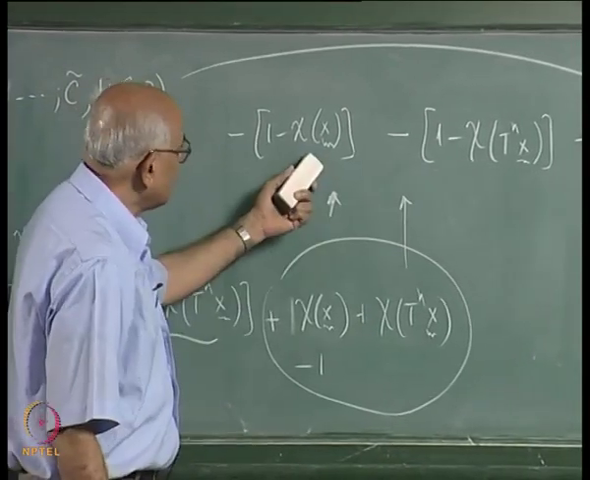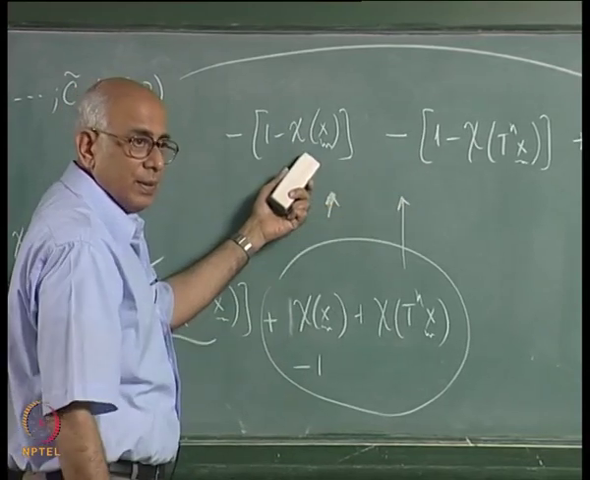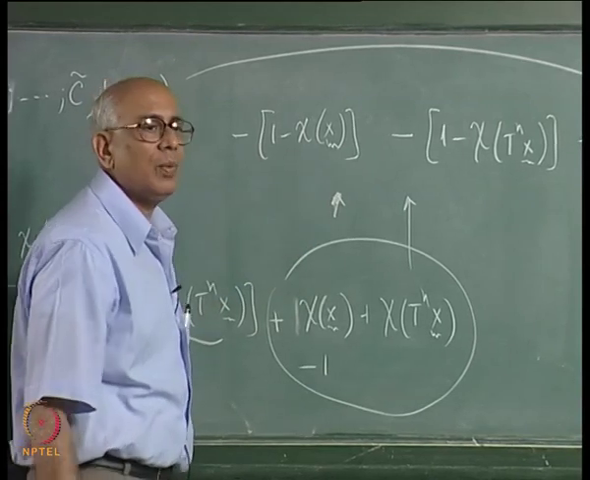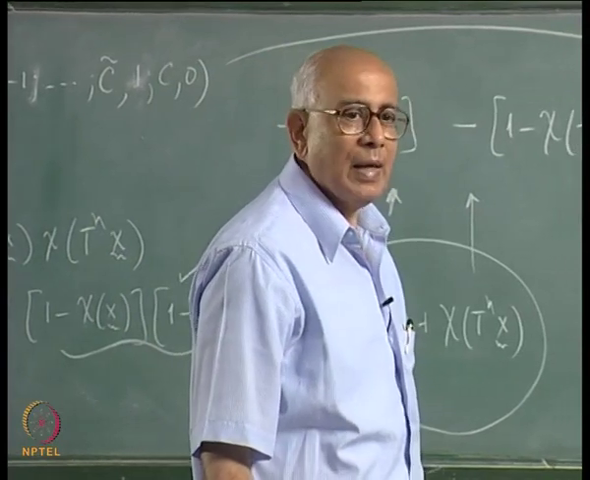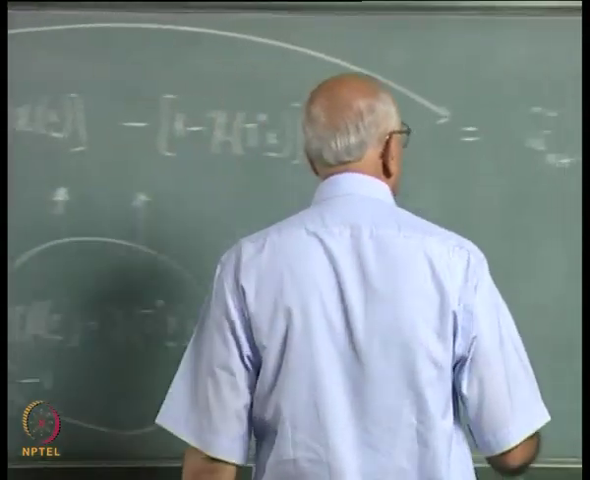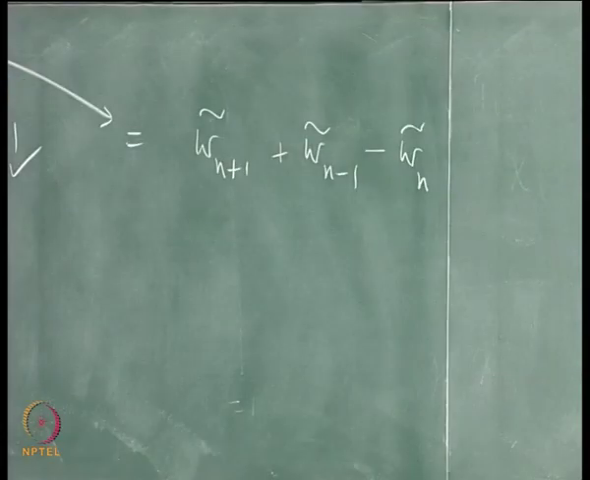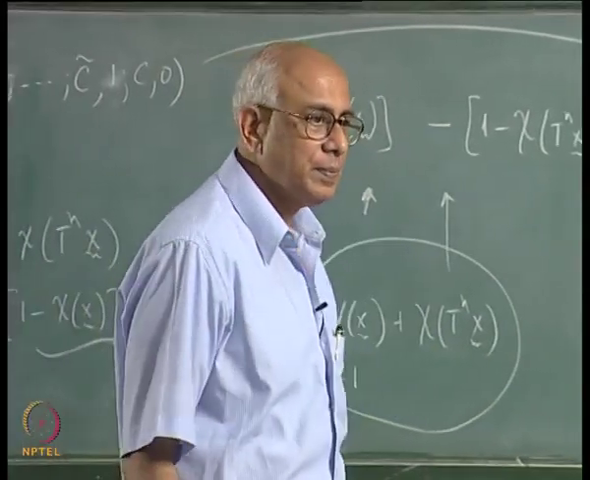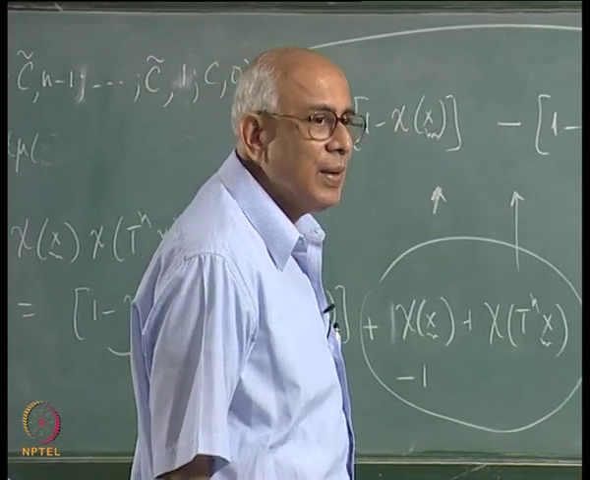Now what is this term? So this says you are going to sum with this product. Now what does that say, what does that give you? It gives you W̃ of n with a minus sign. What does this give you? W̃ of n plus 1 minus the origin. What does that give you?